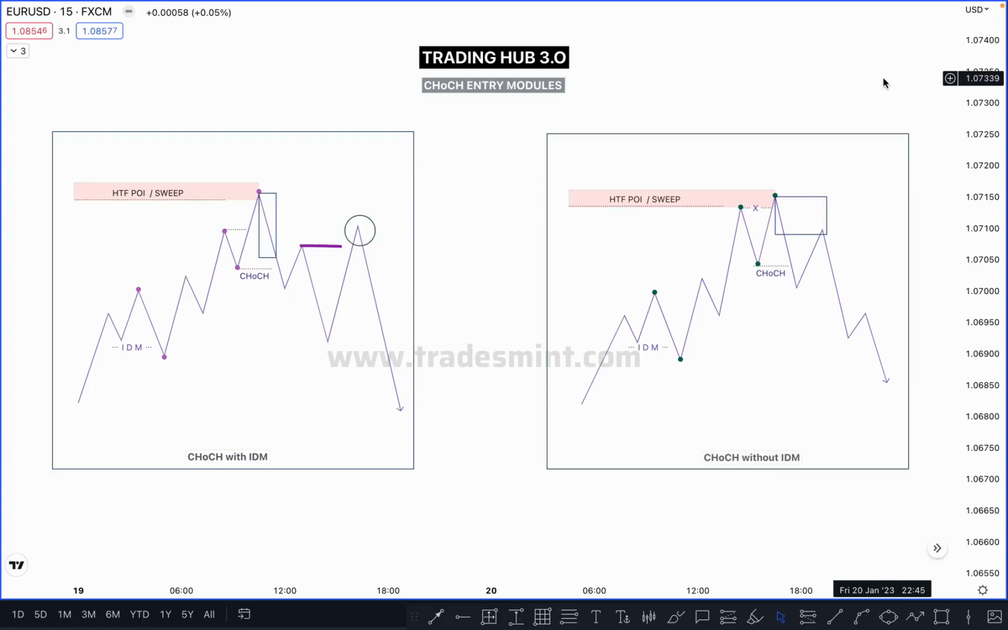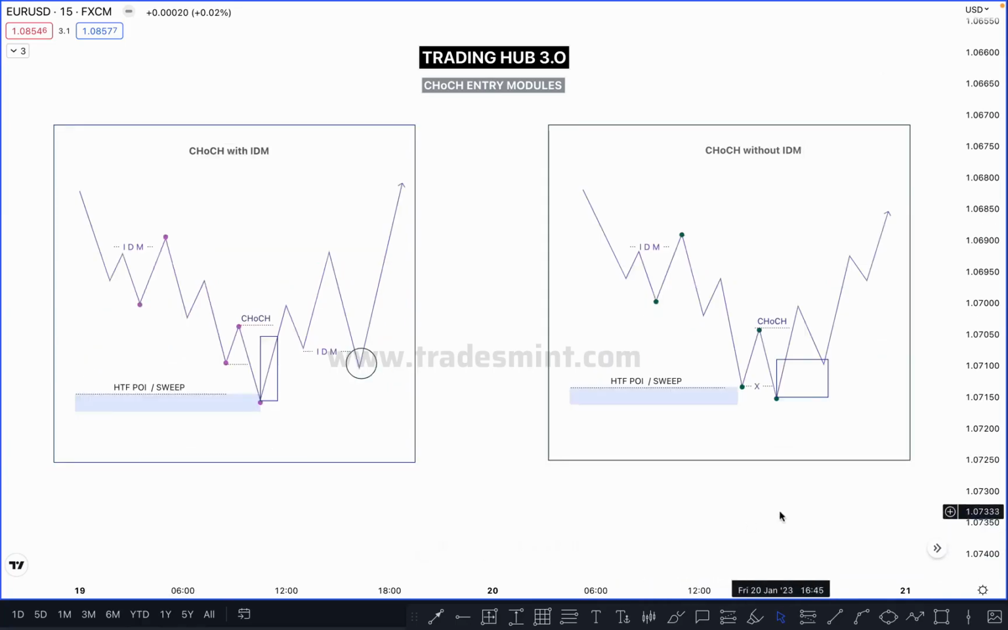And another possible scenario is here, CHoCH with flip, and the flip entry model also, which will be covered in the next chapter. And the same thing will be applicable in a bullish market, when the market taps on your bullish PD zone, your bullish order block, and sweeps the previous major low.